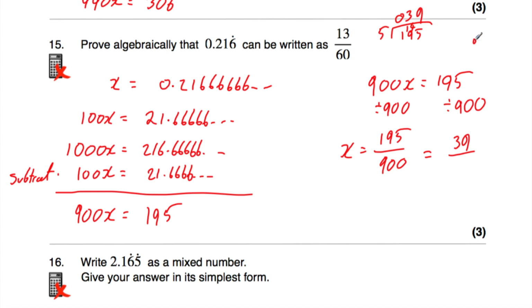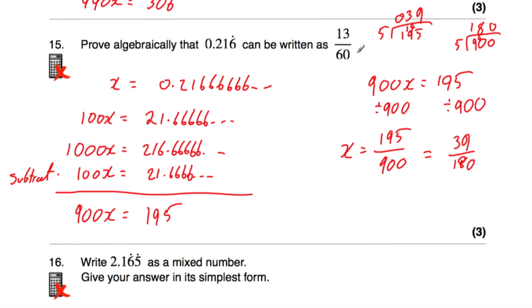And in terms of the denominator, we're going to do 900 divided by 5. Well, 5 into 9 goes once, remainder 4. 5 into 40 goes 8 times, and 5 into 0. So that's going to be 180 on the denominator. Now we want to get 13 over 60. Now we've got 180 on the denominator.